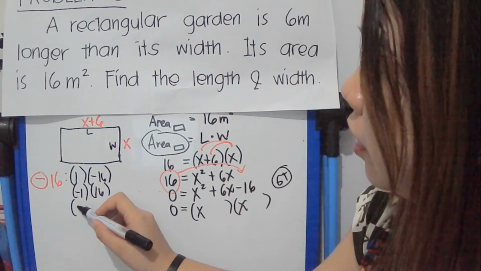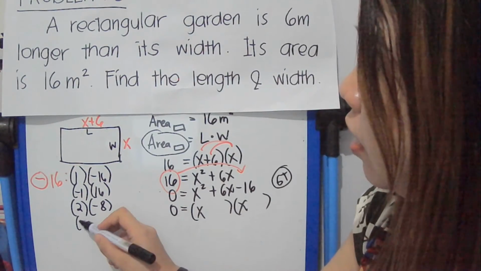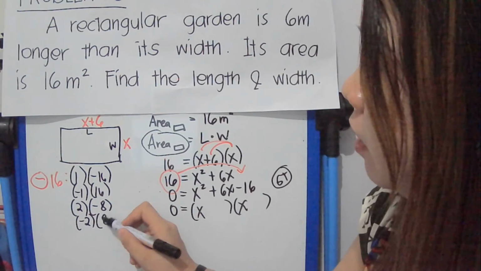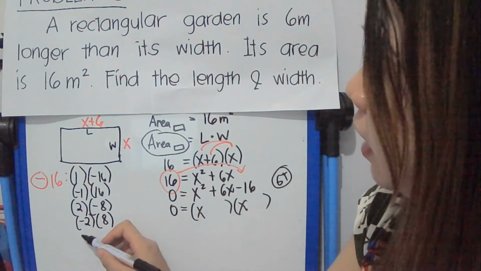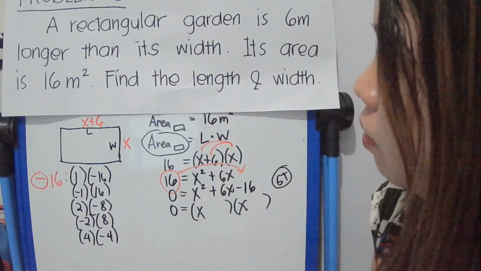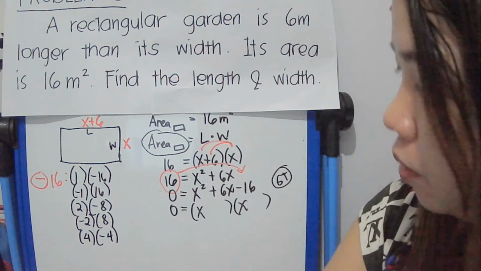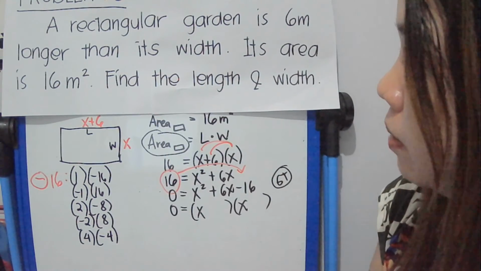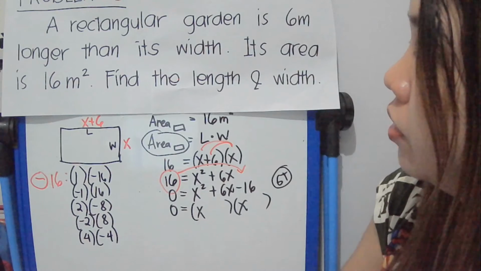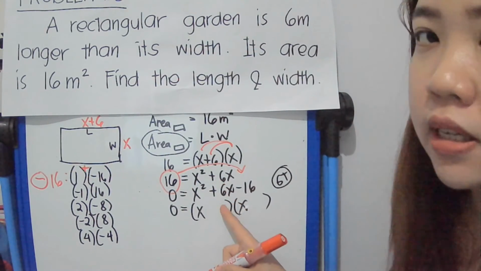Another pair of factors, positive 2 or negative 8. Or si 2 yung negative, tapos si 8 naman yung positive. Pwede rin namang 4 or positive 4, then negative 4. Huwag mo na isulat si negative 4 and 4 kasi parehas lang naman sila. Now, listing all the possible factors, identify kung sino sa kanila ang kapag inad ay positive 6.